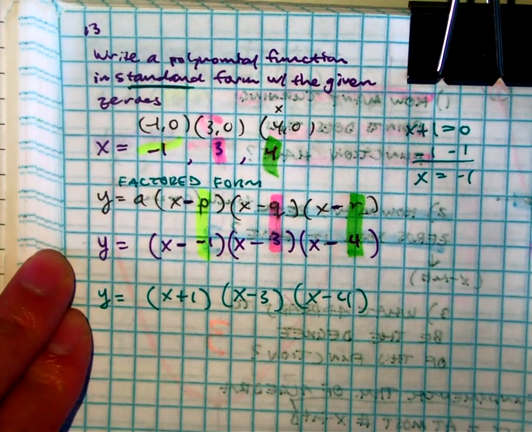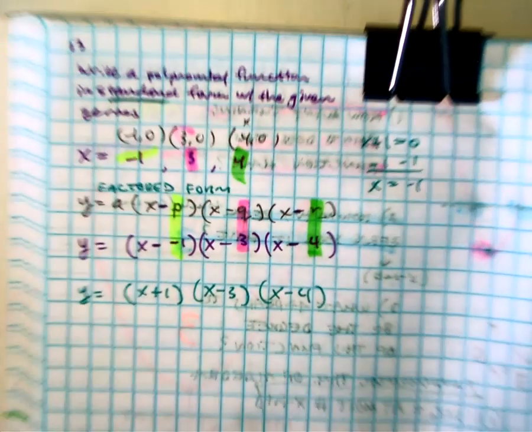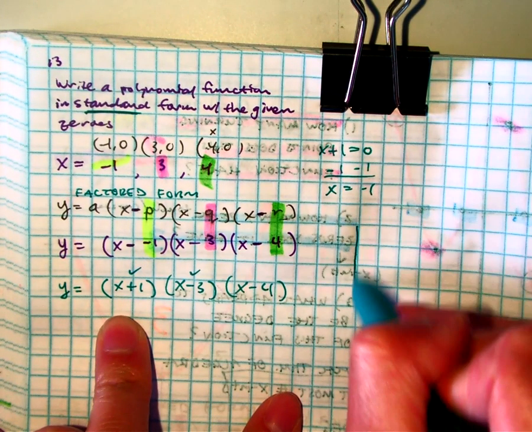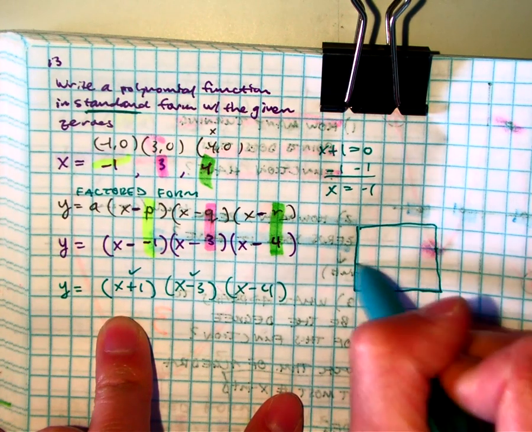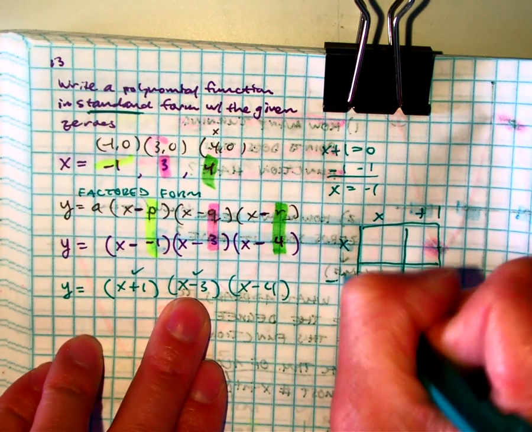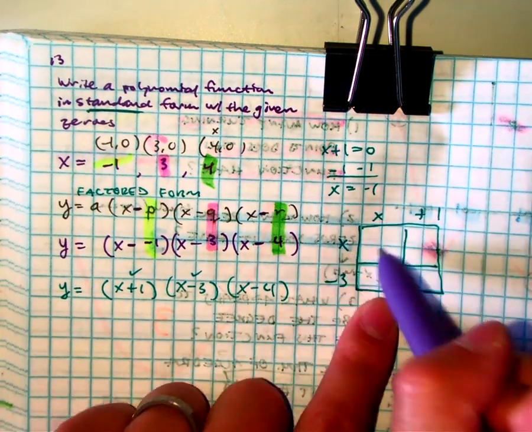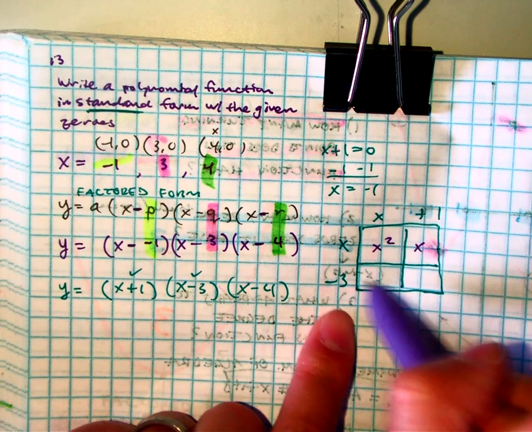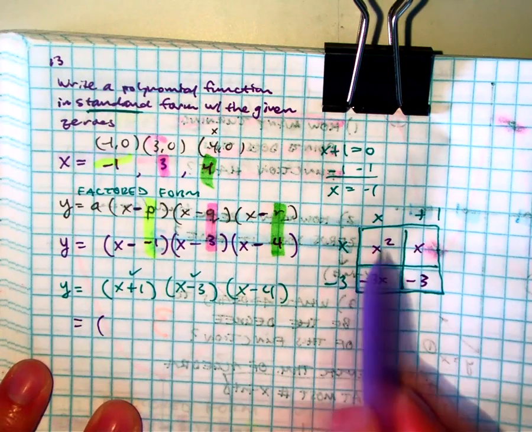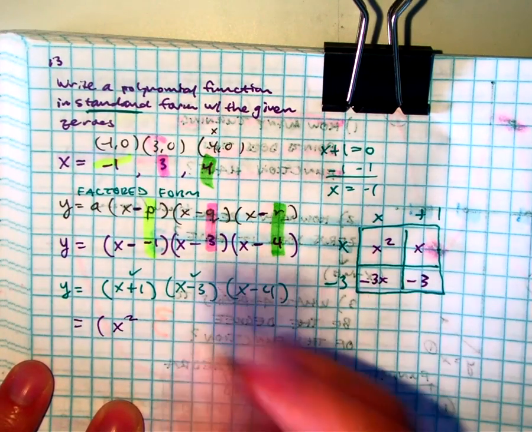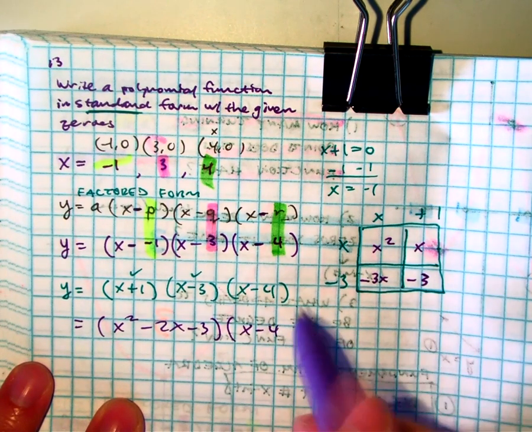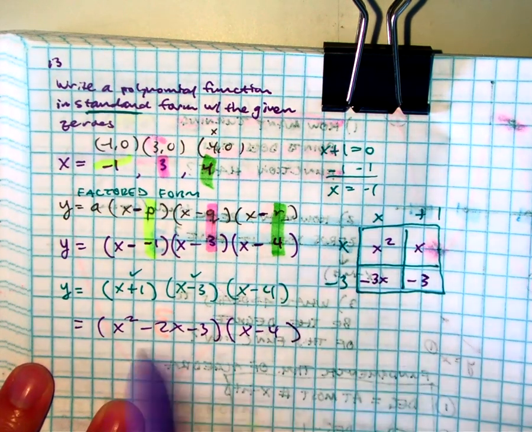So now all I have to do is just multiply a bunch of times. You can essentially do FOIL, so I'm going to go ahead and multiply these two. I'm going to make a box. And I'm going to put x plus 1, and x minus 3, and just multiply. And then essentially what you're doing is you're combining like terms. So I have x squared, -2x minus 3. And now we're going to multiply that by x minus 4. So that you've multiplied all of them.